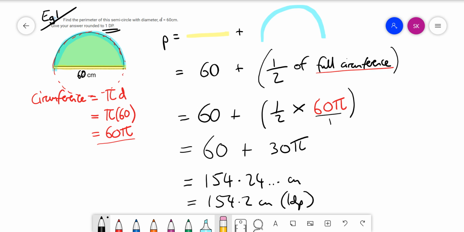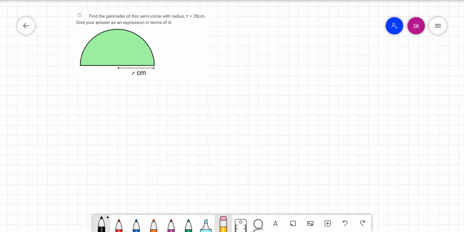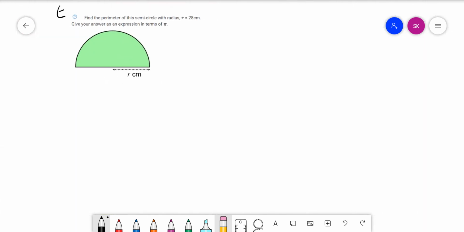So pause the video and make any notes that you need to, and then press play when you're ready to keep watching. Example number 2. You can definitely try and do this on your own now. So pause the video and press play when you've given it a go.